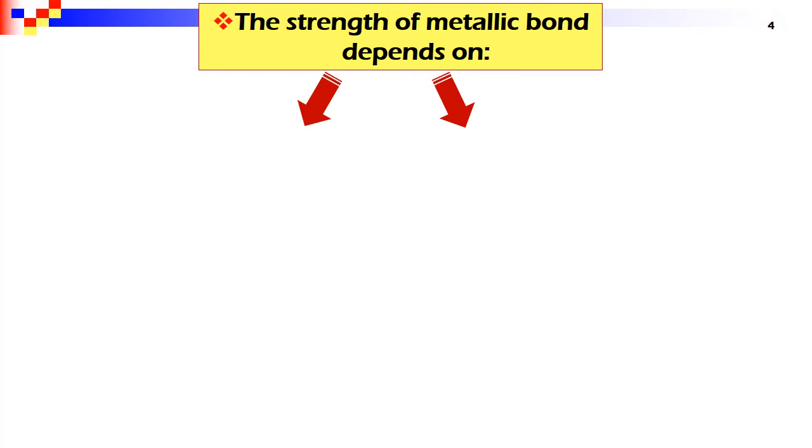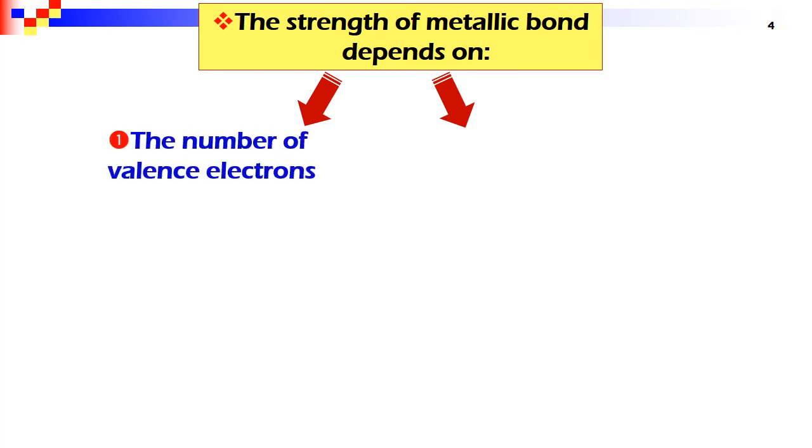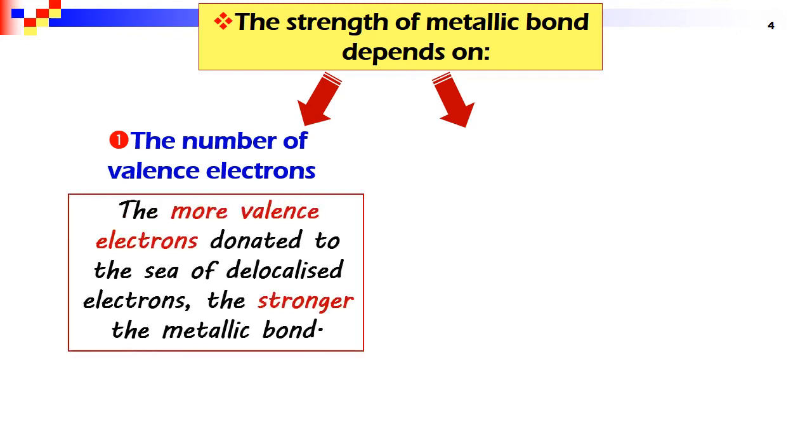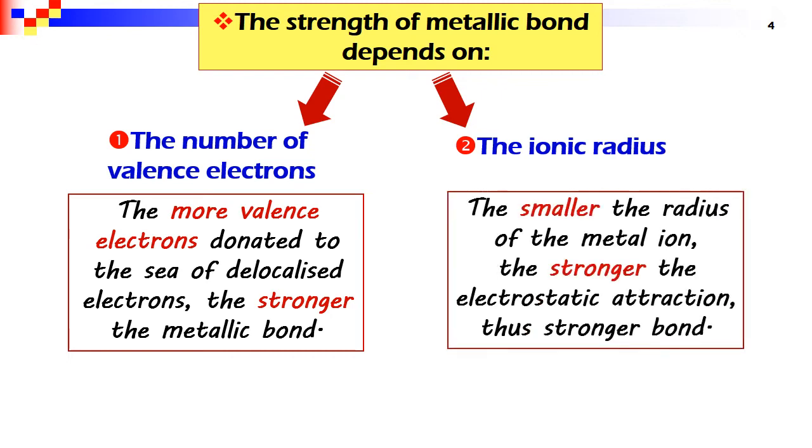The strength of metallic bond depends on, first, the number of valence electrons. The more valence electrons donated to the sea of delocalized electrons, the stronger the metallic bond. Second, the ionic radius. The smaller the radius of the metal ion, the stronger the electrostatic attraction, thus the stronger the metallic bond.